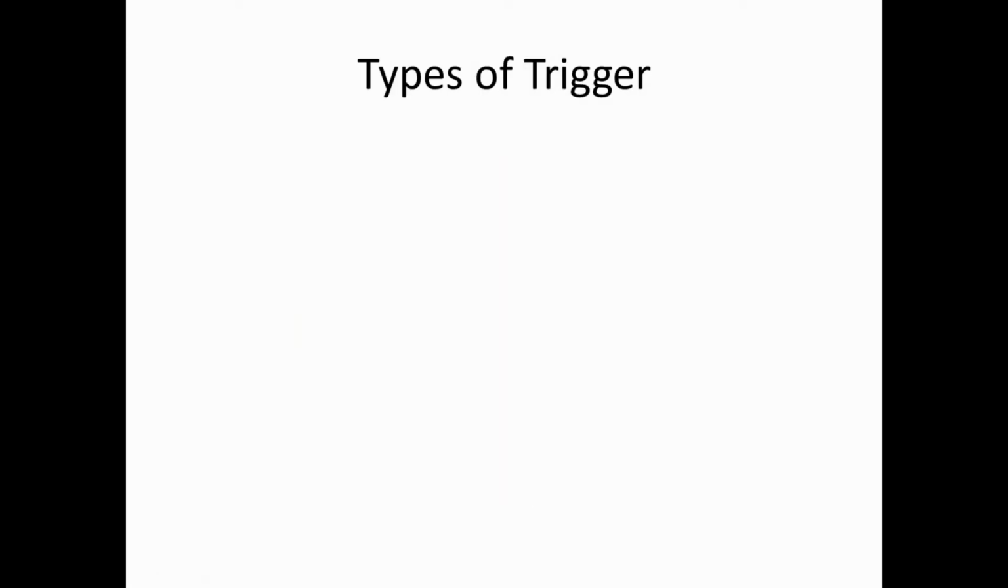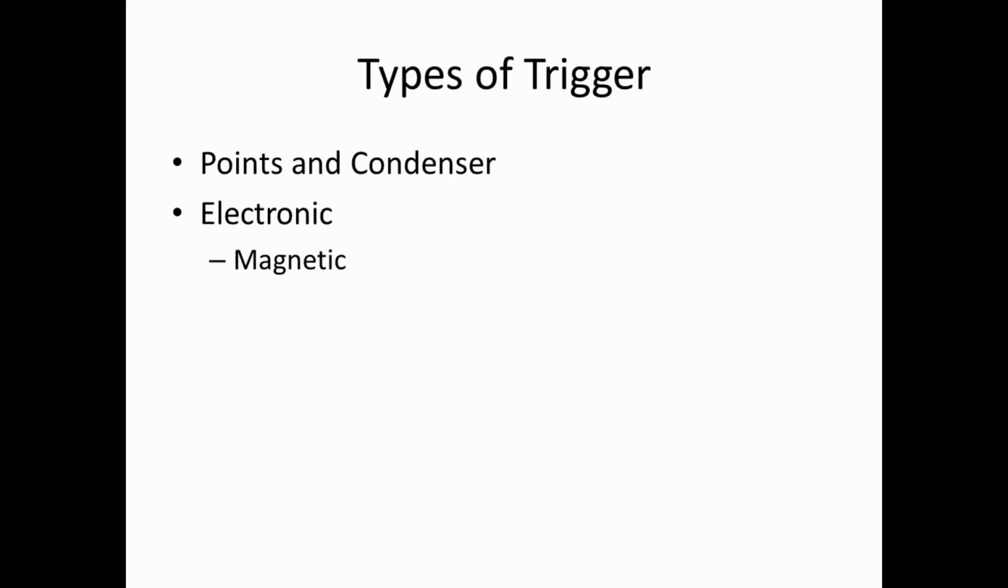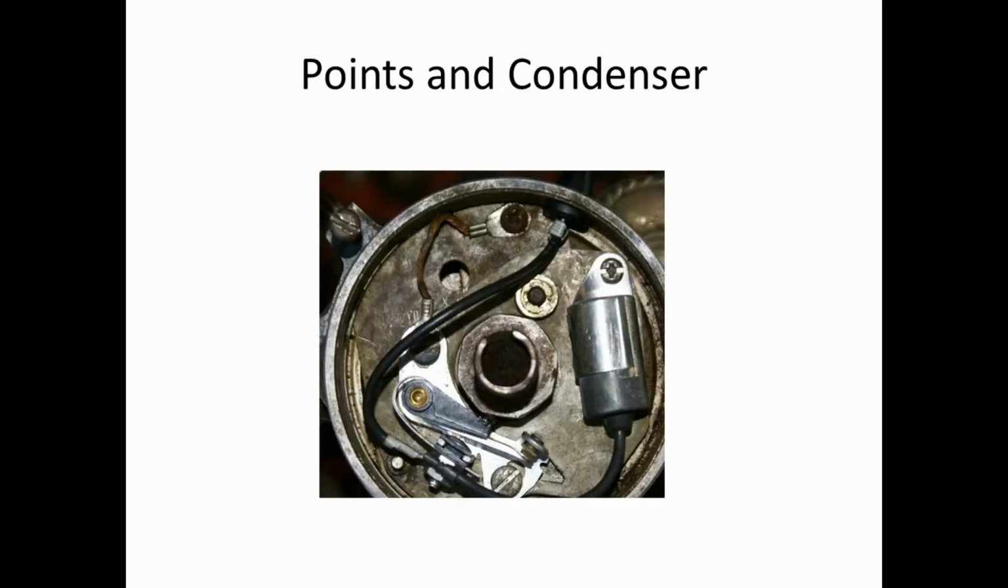So we have a couple of different types of trigger. We have our points and condenser, which is a manual or mechanical trigger. We have our electronic triggers, which the three big ones are a magnetic trigger, a Hall effect trigger, and an optical trigger. Starting with the old school, this is a points and condenser type ignition system. This is the earliest.